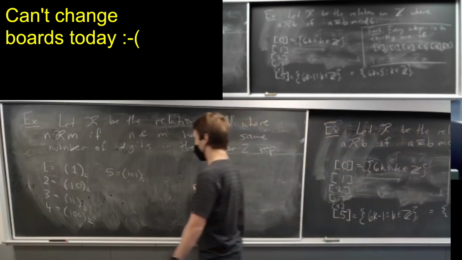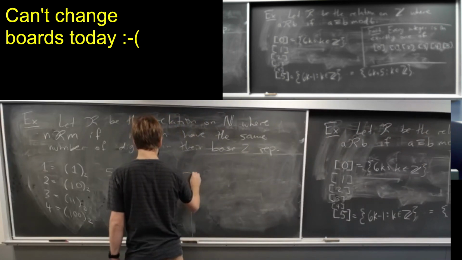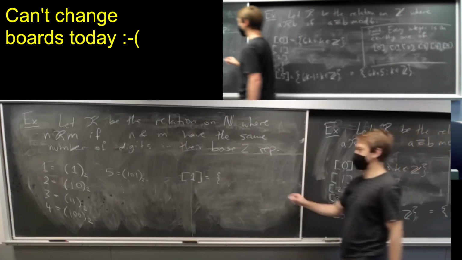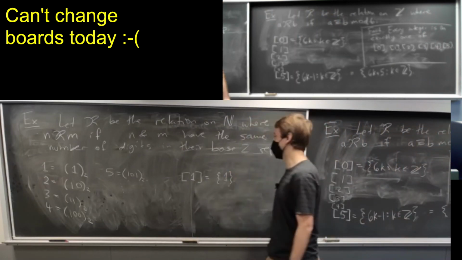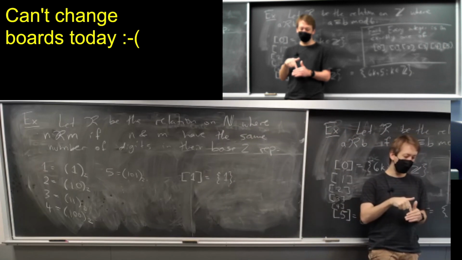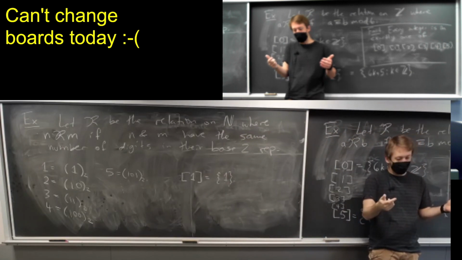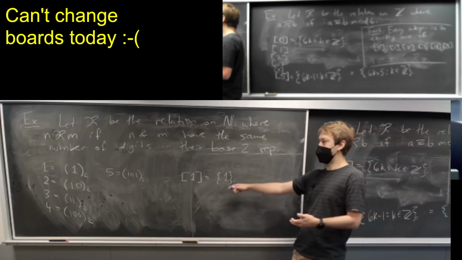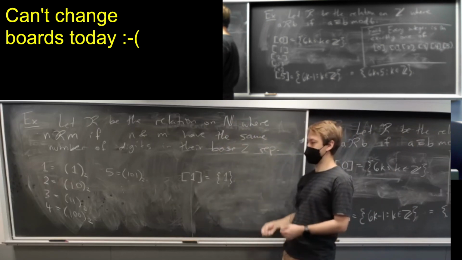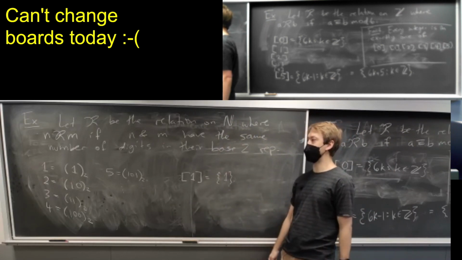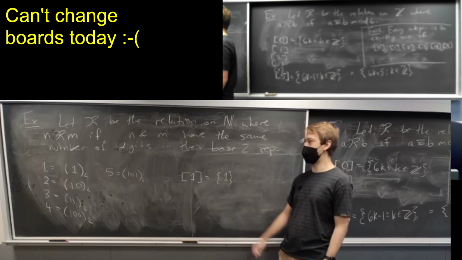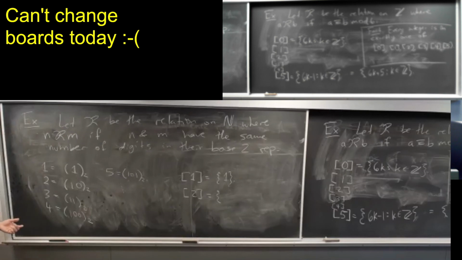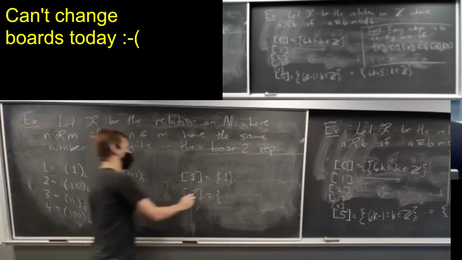Okay, so what's the equivalence class of 1? Okay, I'll do this one. In this case, 1 is related to itself because it obviously has 1 digit in its representation. But no other number in the naturals, so no other positive number or integer, has 1 digit, right? This is the only one with 1 digit. The equivalence class of 2 is going to be 2 and 3, right?